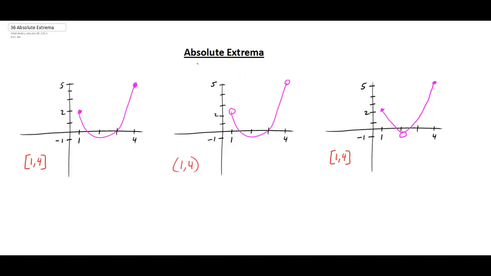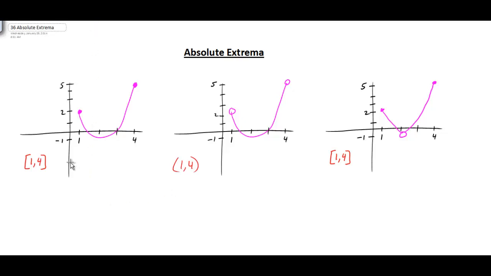This video is going to look at absolute extrema. Really what we're looking at here is that the absolute extrema are the points on the graph in a particular interval where you have your highest point, which would be your absolute maximum, or your lowest point, which would be your absolute minimum. And here we have three cases we want to look at.